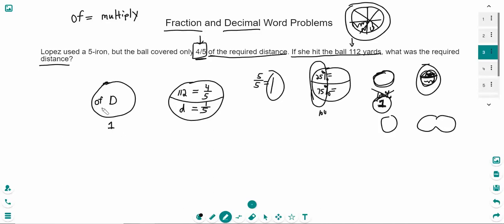And this is where the bubble comes in handy, because what you want to do is go to your bubble, pick the one that you know the most of. In this case, we're really trying to find this capital D, because that's what they're asking for. What was the required distance? Well, this is the required distance. This is the full distance. So we're trying to solve for that. So that's one variable right there.